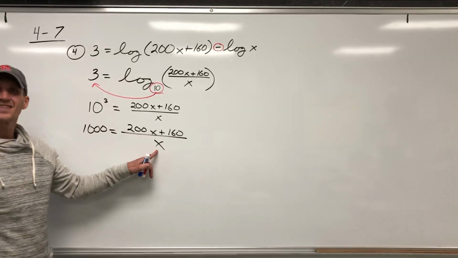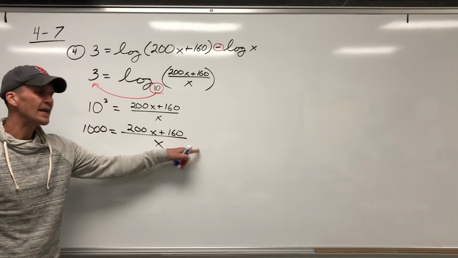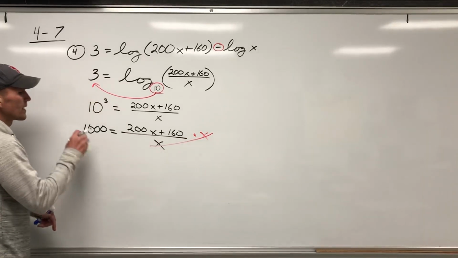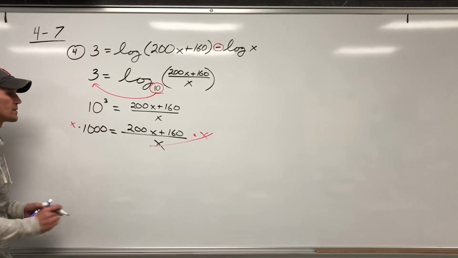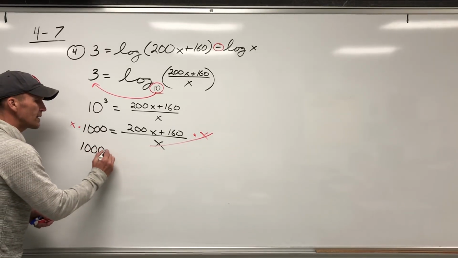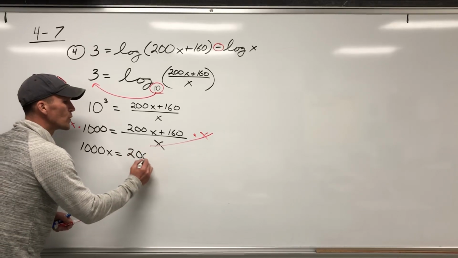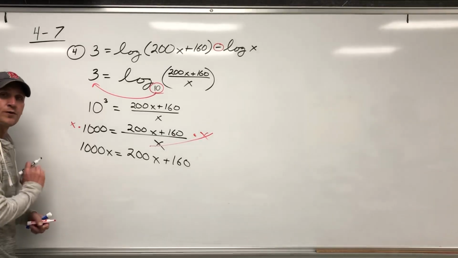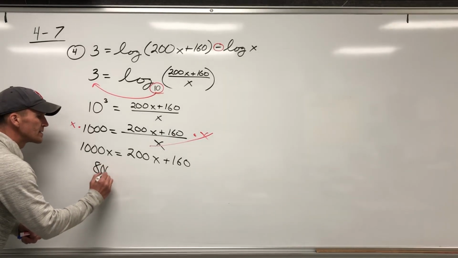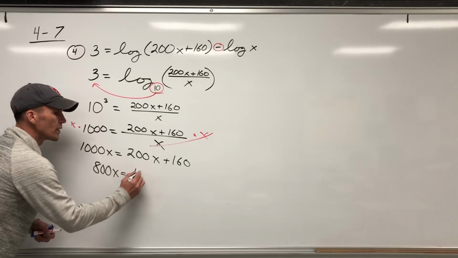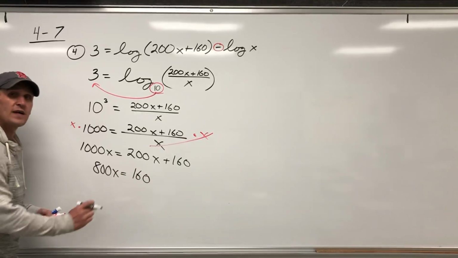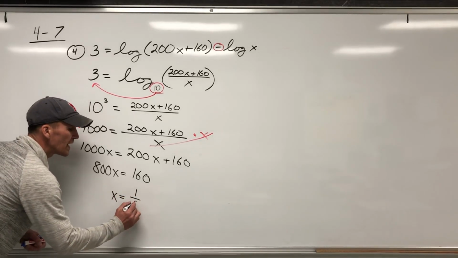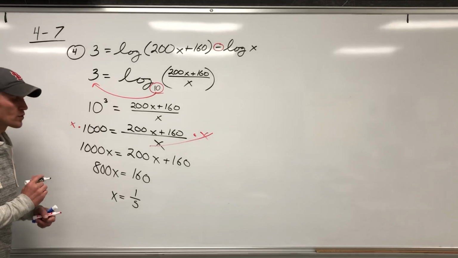Now, we don't want this x in the denominator, so I'll multiply by x and cross them off. So now I have 1,000x is equal to 200x plus 160. I'll minus 200x on both sides. That is 800x is equal to 160. I'll divide both sides by 800. And you should get 1 over 5, or 0.2, is your answer.